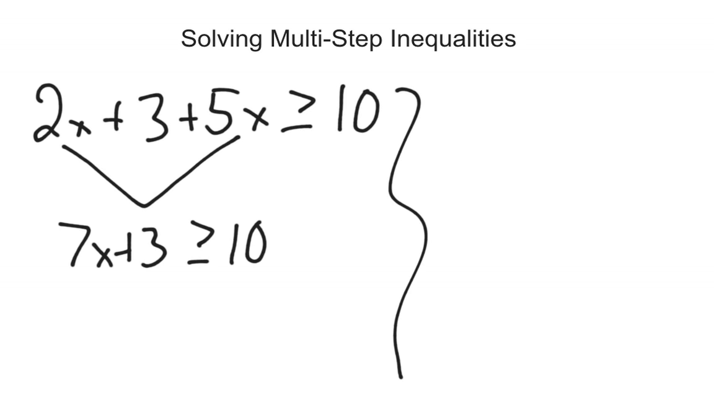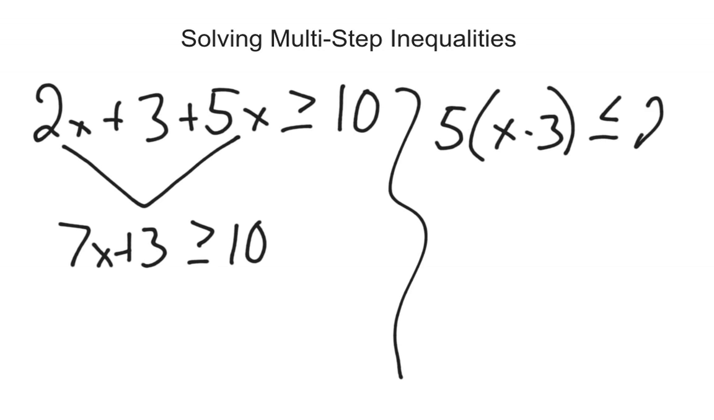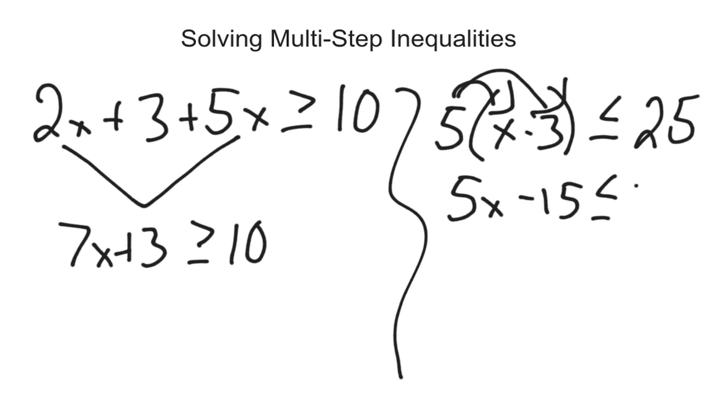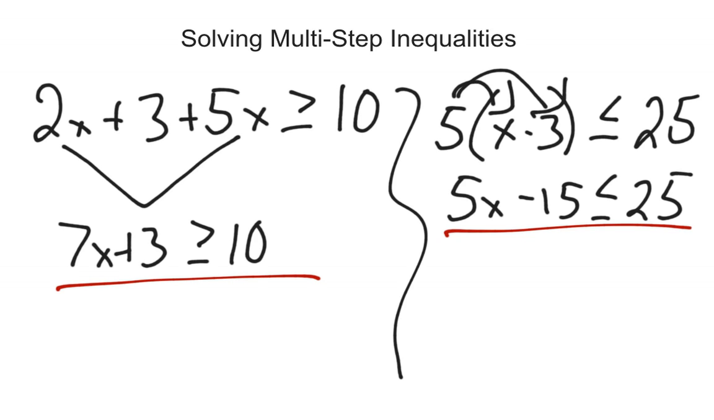You might even see some things like this, where you end up having to do some distributive properties. You're still going to have an inequality, where to solve this, of course, you're going to distribute and do 5x. 5 times negative 3 is negative 15, less than or equal to 25. And then again, once you do your simplifying, you end up with a two-step inequality, which is just like solving two-step equations.